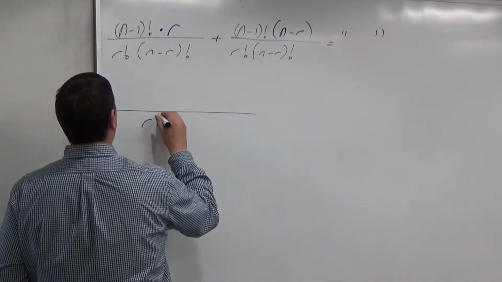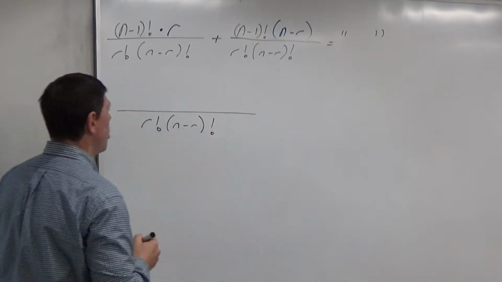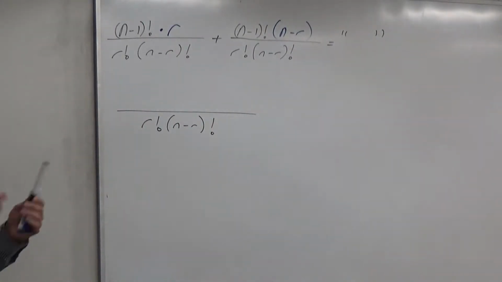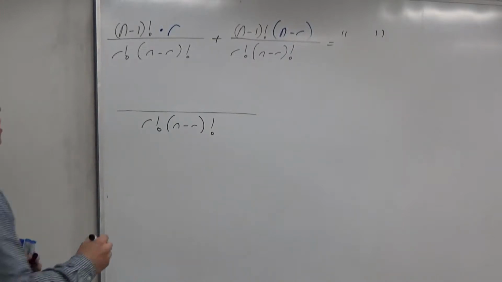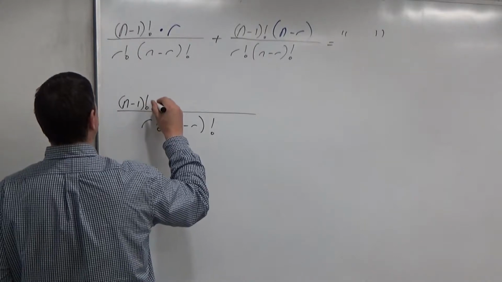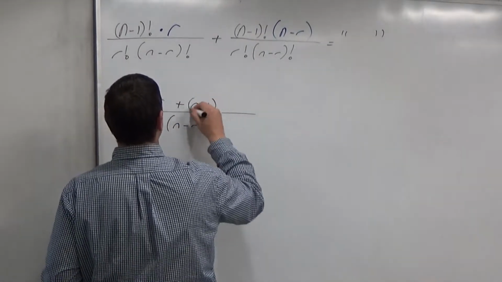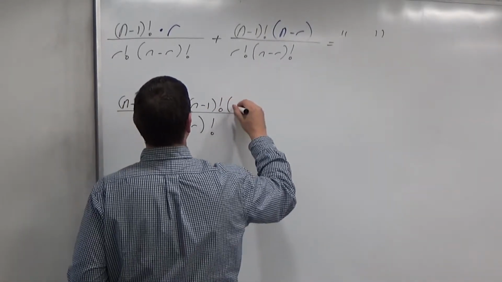And we knew this, right guys? That was the basic process for mathematical induction. You get a common denominator to add the fractions together, right? So we would write this as n minus 1 factorial in the numerator times r plus n minus 1 factorial times n minus r.